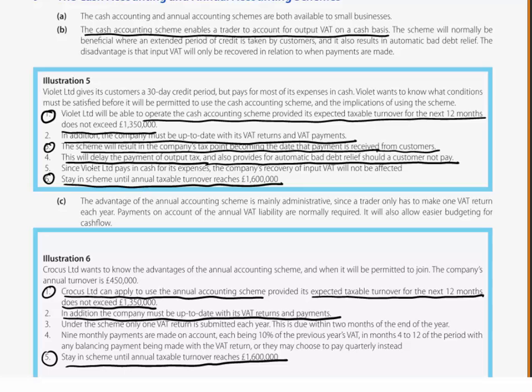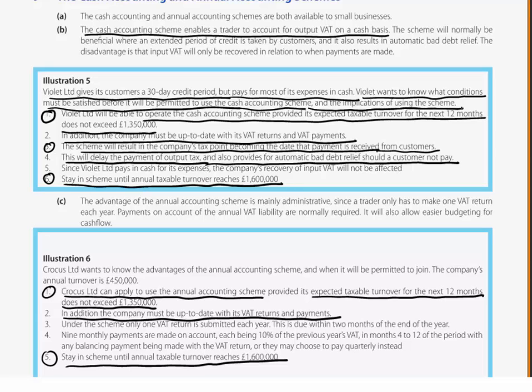We're told here in terms of this particular example that Violet Limited gives its customers a 30-day credit period but pays for most of its expenses in cash, so it is not permitted any credit period from its suppliers. Violet wants to know what conditions must be satisfied before it will be permitted to use the cash accounting scheme, and the implications then of using that scheme. Now again, final point mentioned here, since Violet Limited pays in cash for its expenses, the company's recovery of input VAT will not be affected.